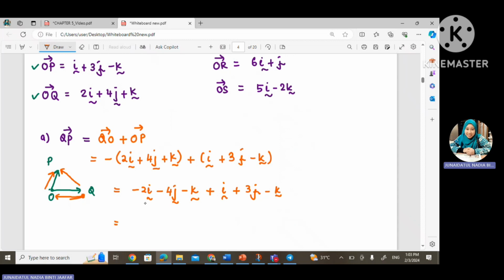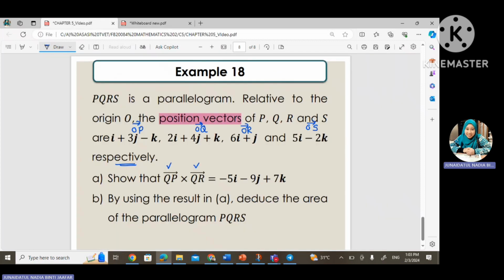So we simplify. We have negative 2 plus 1 is negative i, and then negative 4j plus 3j is negative j, and negative k minus k is minus 2k. So this is for vector QP. Okay, next we must find vector QR.